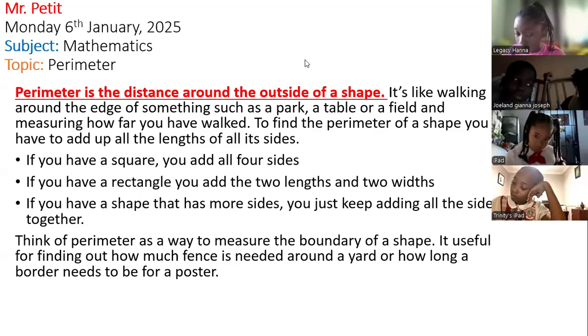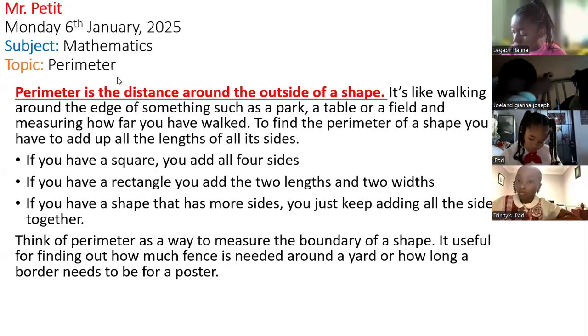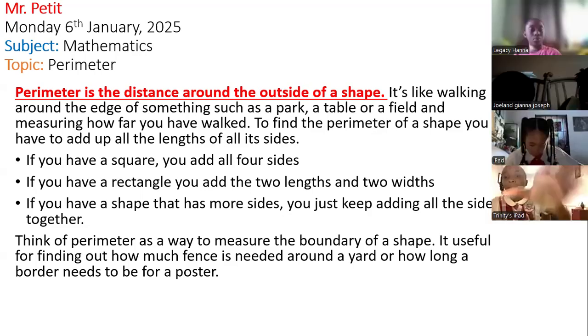So, Braden, can you hear me? Yes, sir. So if I ask you what is the perimeter, would you tell me in your own words? It's the length around a shape. Can you say that? Yes, sir. So the perimeter is the distance around the outside of a shape, not the inside, but the outside of a shape. What happened to your camera? You need to turn your camera on, Braden.